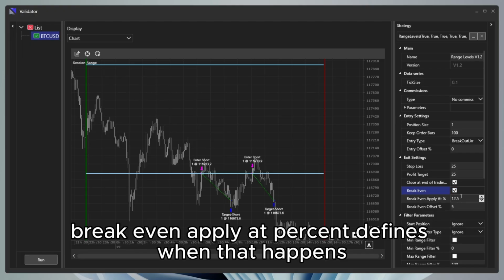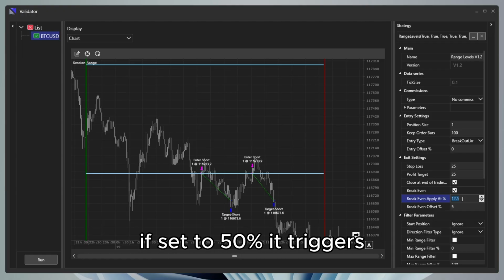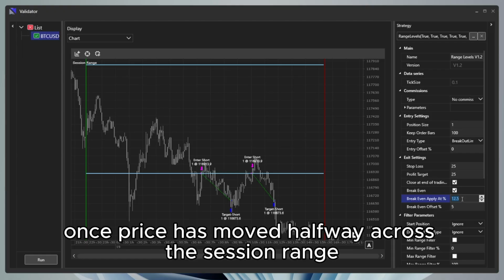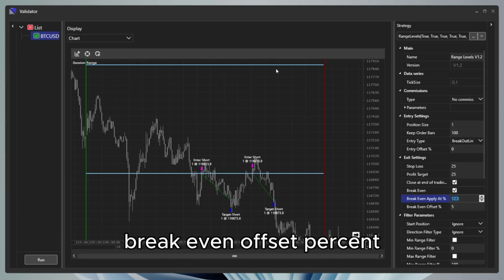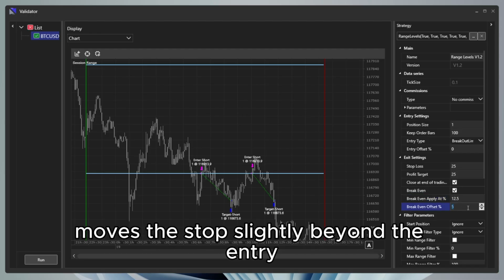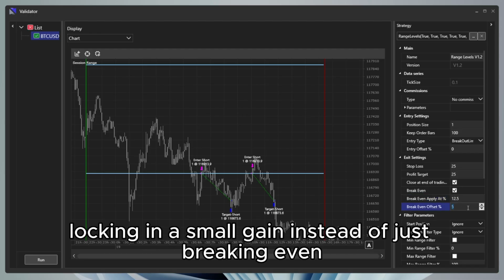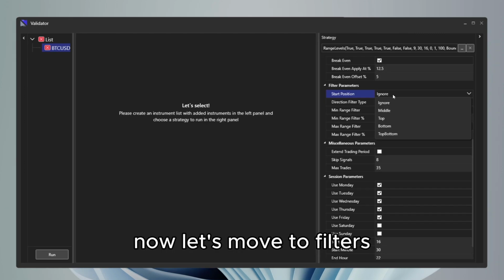Break-even apply at % defines when that happens. If set to 50%, it triggers once price has moved halfway across the session range. Break-even offset % moves the stop slightly beyond the entry, locking in a small gain instead of just breaking even. Now, let's move to filters.